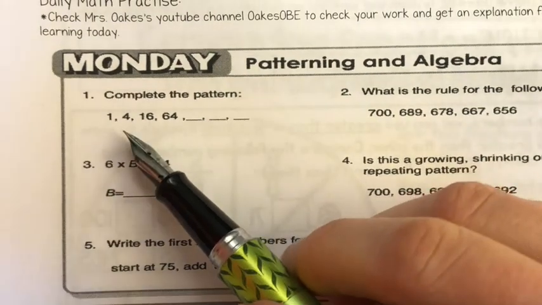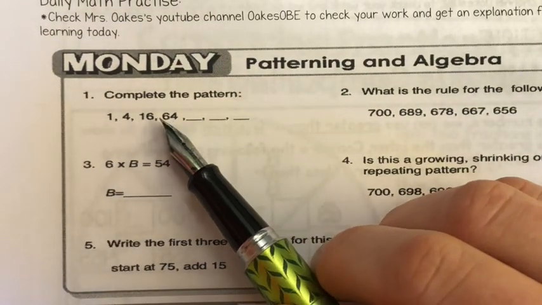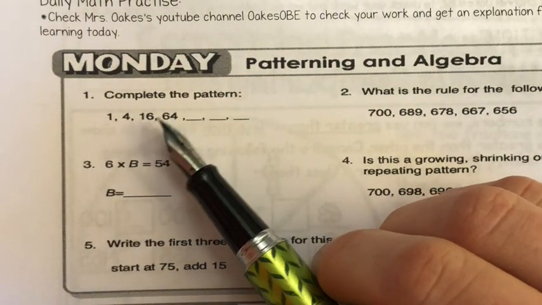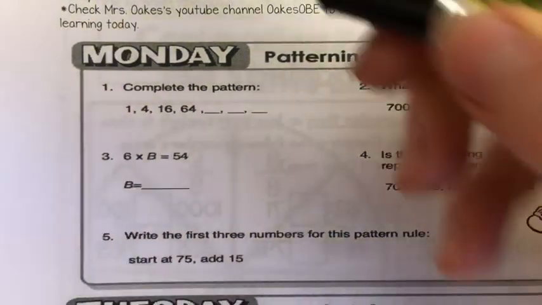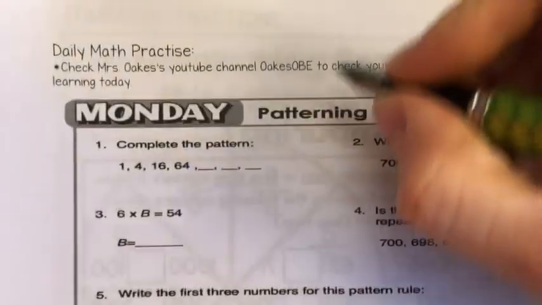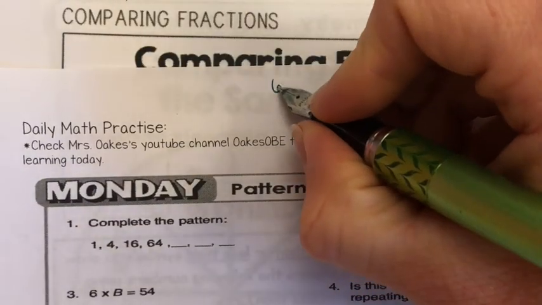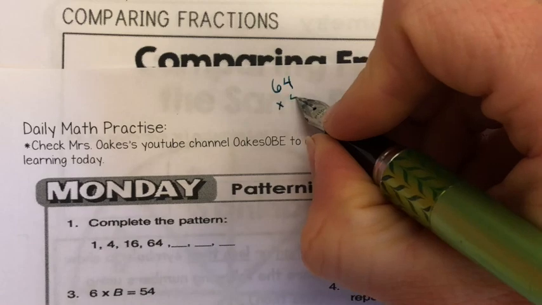Because 1 times 4 is 4. 4 times 4 is 16. 16 times 4 is 64. And then what would 64 times 4 be? So we have to figure that out. I'm going to move up here, and we're going to do 64 times 4.